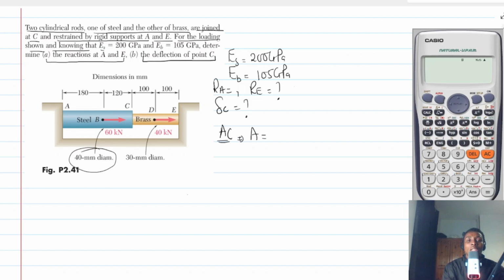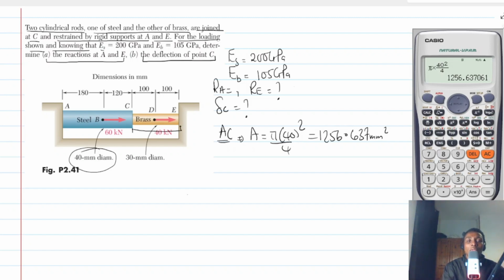The diameter is 40 mm. So it's going to be pi times 40 squared over 4, which is pi d squared over 4. So it's going to be pi multiplied by 40 squared over 4. And what is that? 1256.63, or let's say 1256.637 millimeters squared. Okay, so now we know the area from A to C.